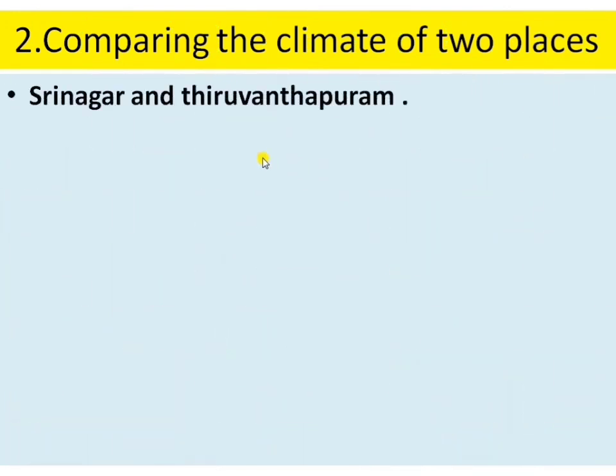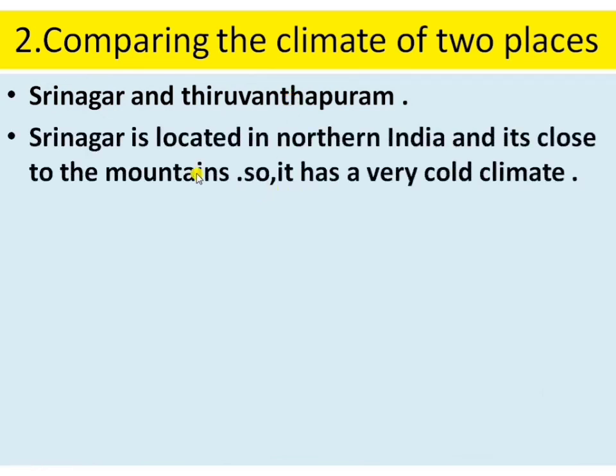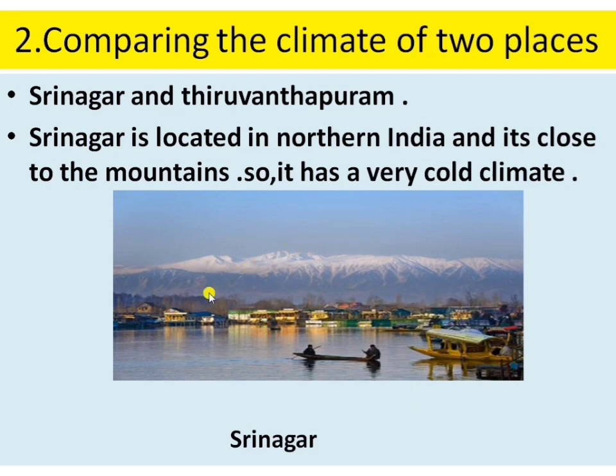Now let us study the climate condition of two places in India. The first is Srinagar and the second is Trivandrum. Srinagar in Jammu and Kashmir is located in northern India and is close to the mountains. Hence it has a very cold climate. This is the picture of Srinagar.